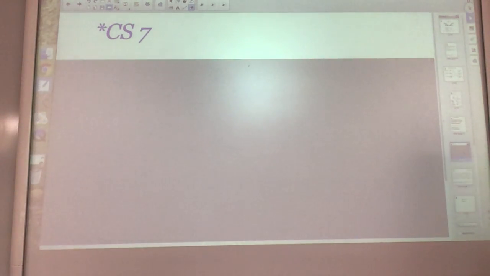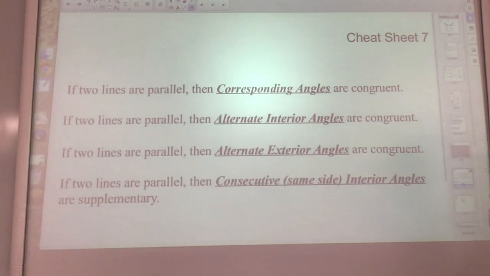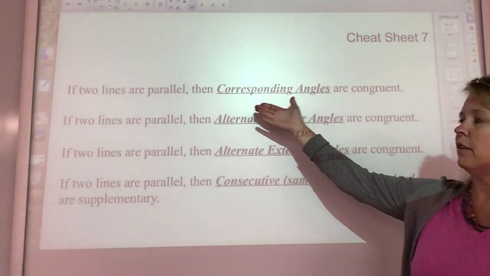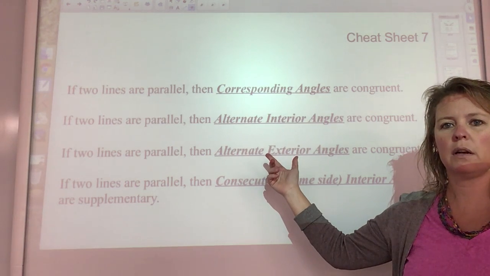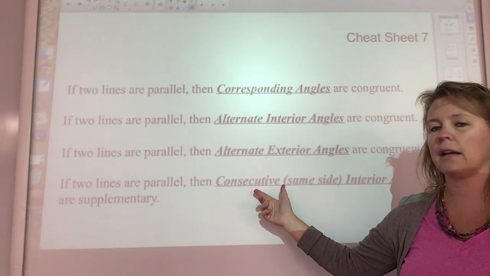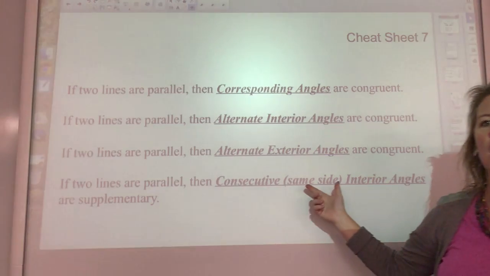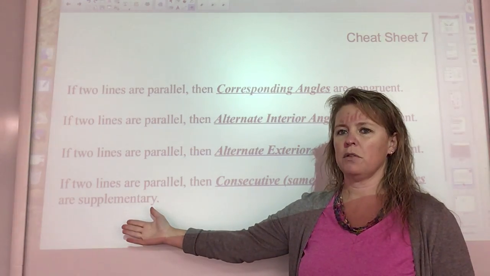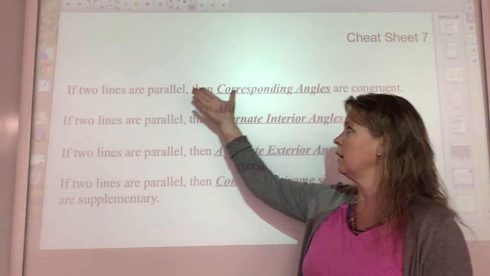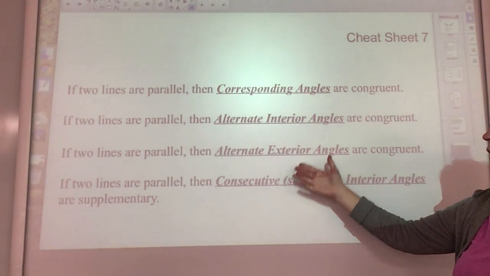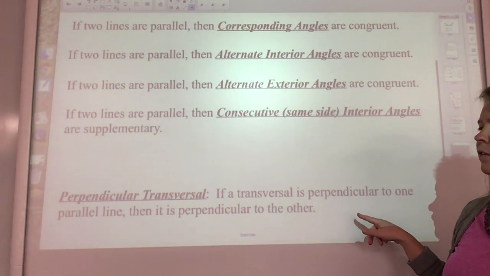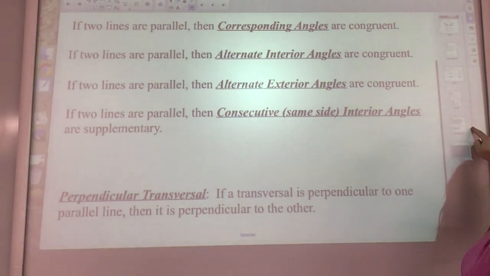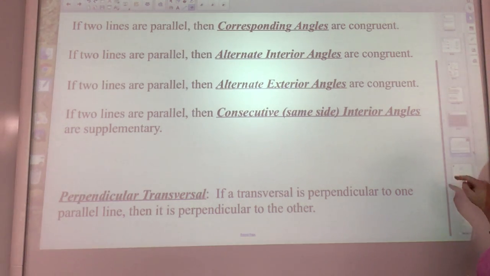All right, cheat sheet number 7. If you take a look at that, I'm going to go over it super quickly because we've seen this before. Cheat sheet 7: if two lines are parallel, then corresponding angles are congruent, then alternate interior angles are congruent, then alternate exteriors are congruent, and then consecutive interior angles are supplementary. So cheat sheet 7 has our corresponding, alternate interior, alternate exterior angles. And at the bottom it has a perpendicular transversal. I'm not sure that we ever use that, but it is in this chapter. So I'll let you know if we need it.